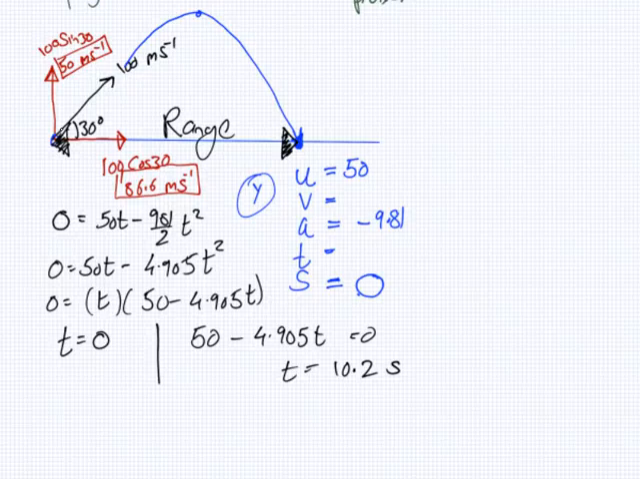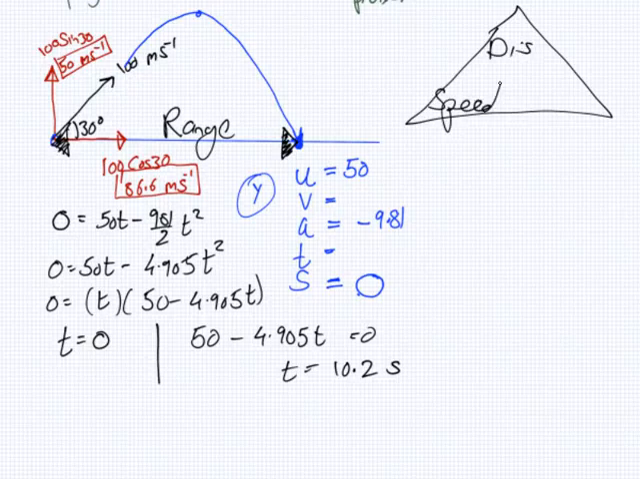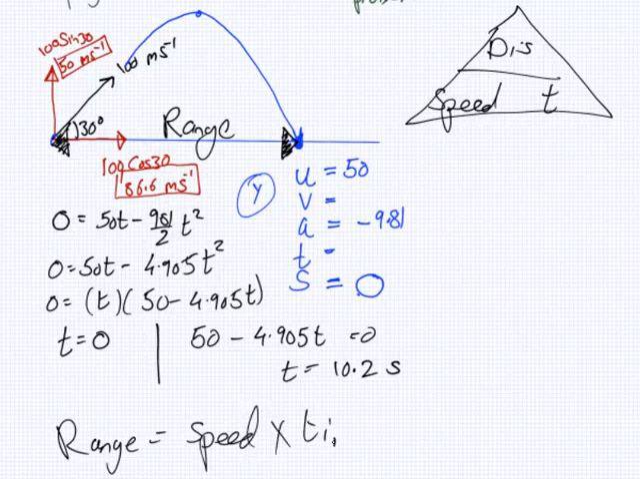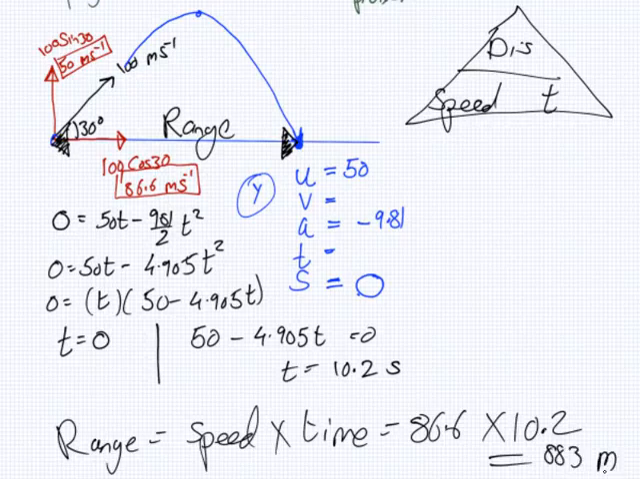So, should we look at the horizontal or the vertical? Horizontal, of course. Now, the great news is, horizontally, is there acceleration? No. So you can use this distance, speed, time triangle. And what do we want? Distance. So what does distance equal? Speed multiplied by time. Do we know the speed? Yes, we do. And do we know the time? Yes, we do. So we can easily get the range. 883 meters. That's part B.